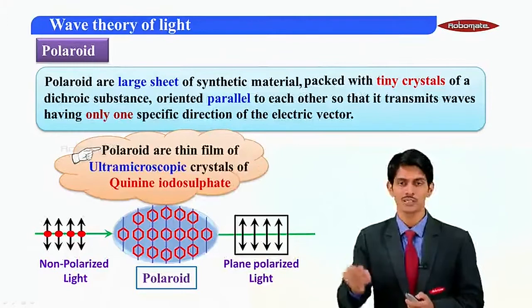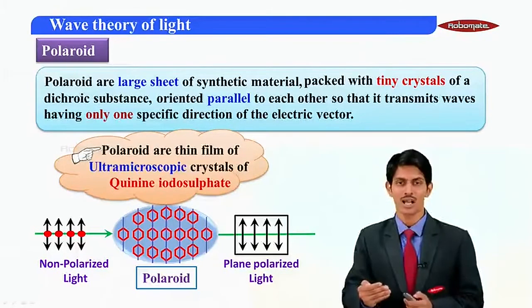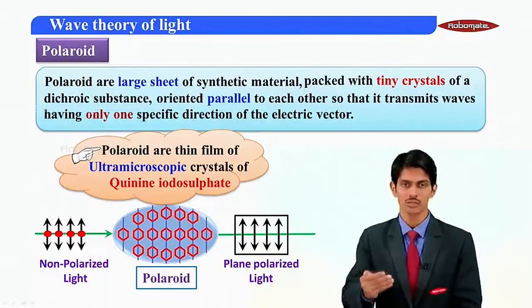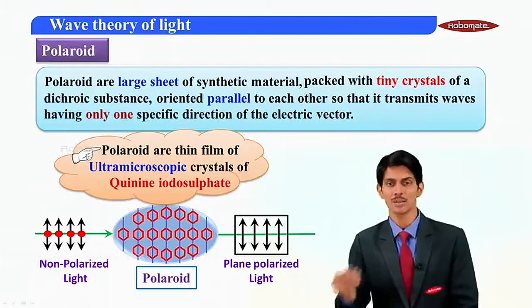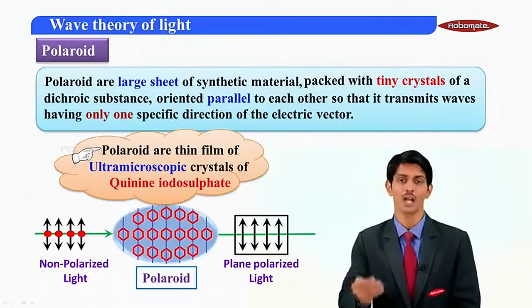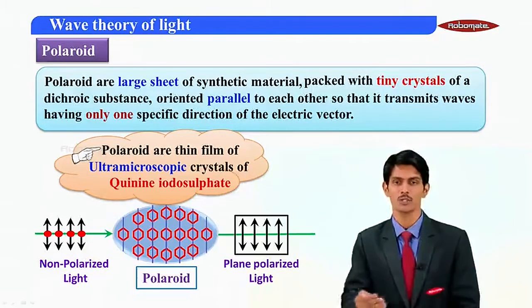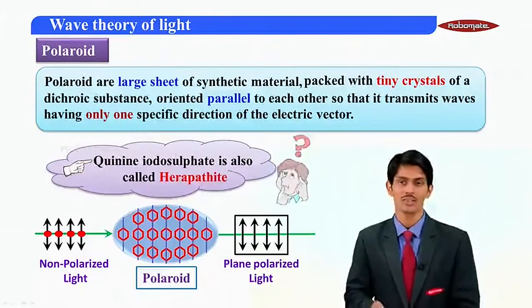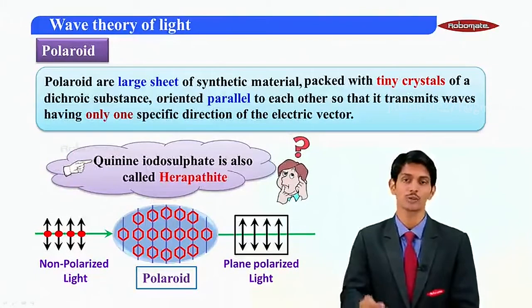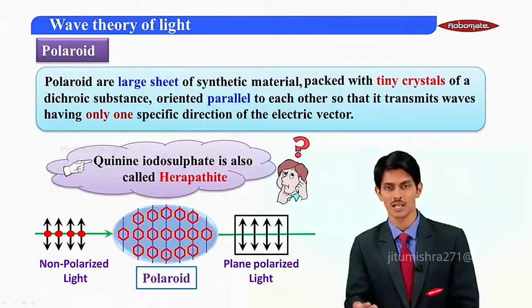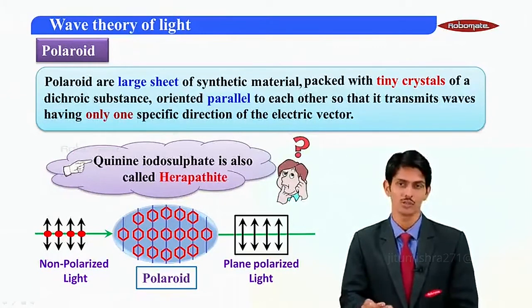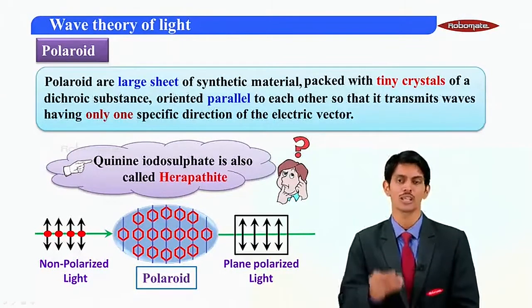In MCQs there may be questions. Polaroids are basically ultra microscopic crystals of quinine iodosulfate. So generally it is made up of quinine iodosulfate, and this quinine iodosulfate is also called herapathite. That can be an MCQ question: what is another name for quinine iodosulfate? It is also called herapathite.